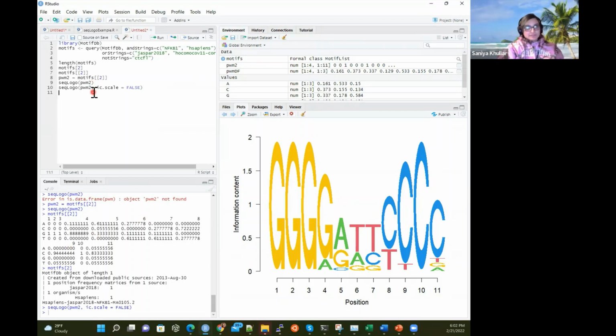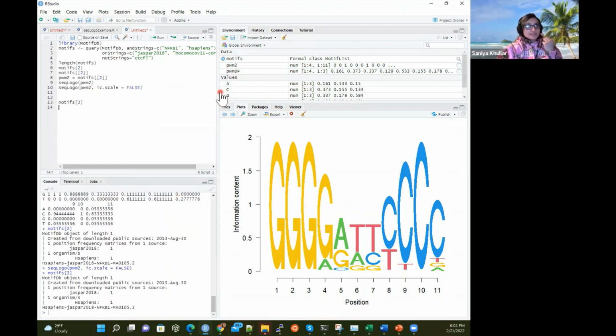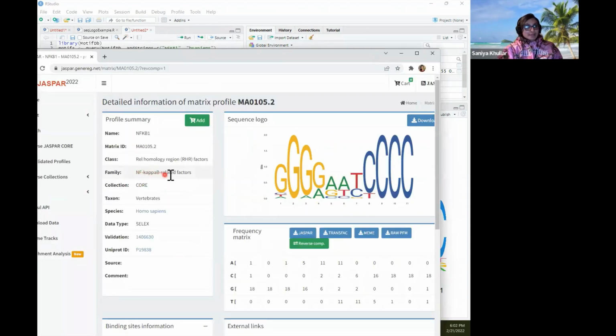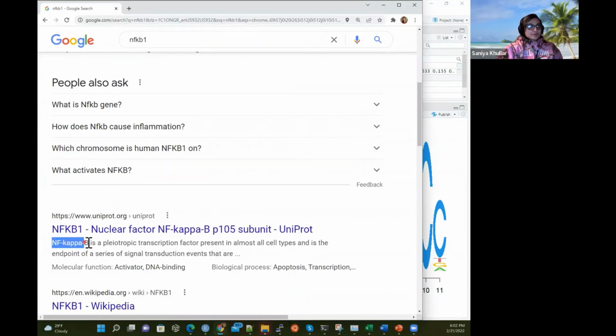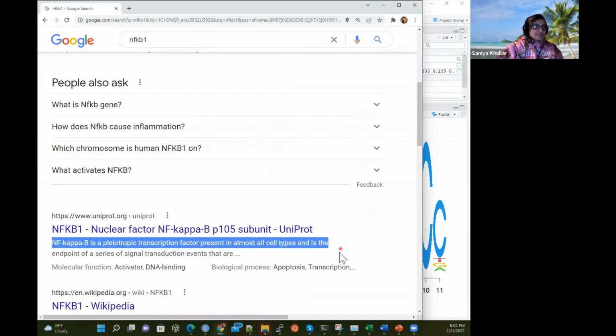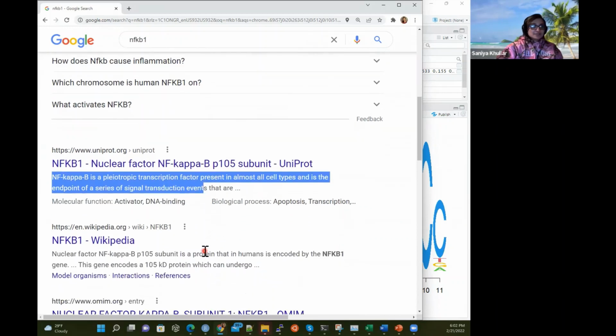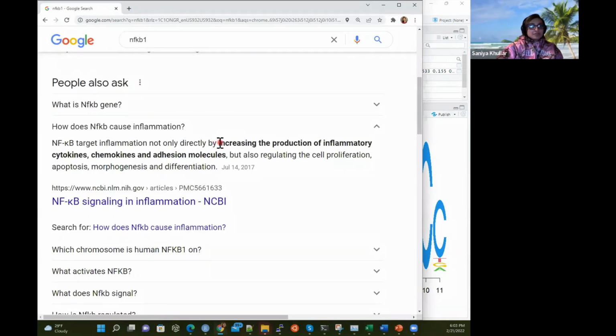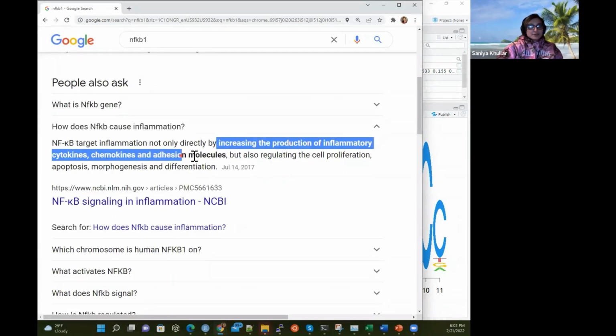We can even look at motifs 3 that we got from looking up in the motif database, looking up a particular transcription factor. So NFKB1 is a transcription factor, nuclear factor kappa B related factors here. NFKB1 is a pleiotropic transcription factor present in almost all cell types and is the endpoint of a series of signal transduction events. It causes inflammation. It increases the production of inflammatory cytokines, chemokines, and adhesion molecules. So it is really important in COVID-19 as well, in the cytokine storm that we see there.